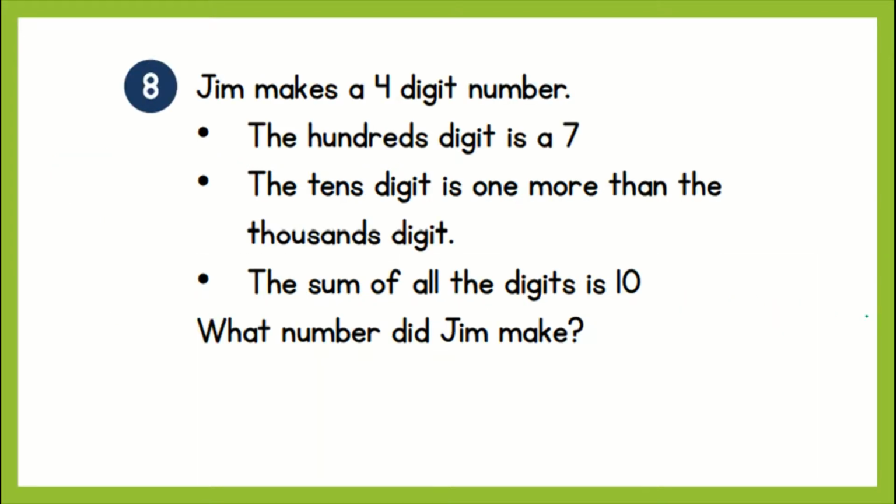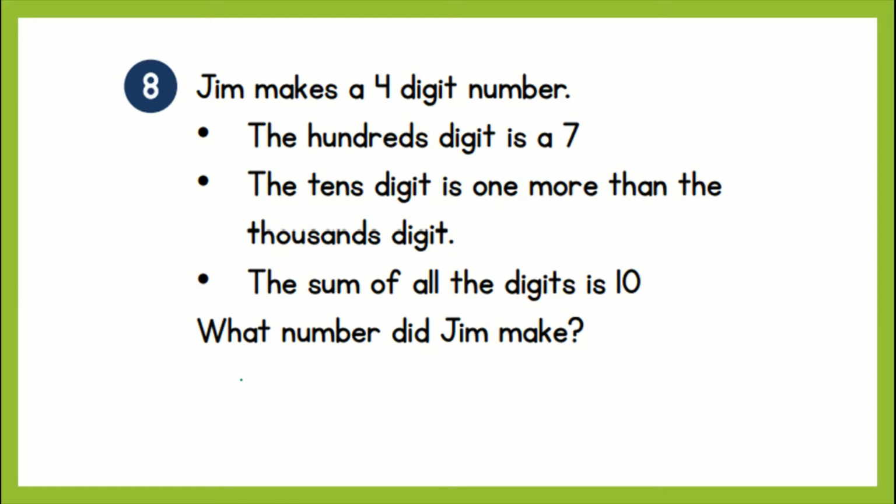Question 8. Jim makes a 4-digit number. The hundreds digit is a 7. The tens digit is 1 more than the thousands digit. The sum of all the digits is 10. What number did Jim make?